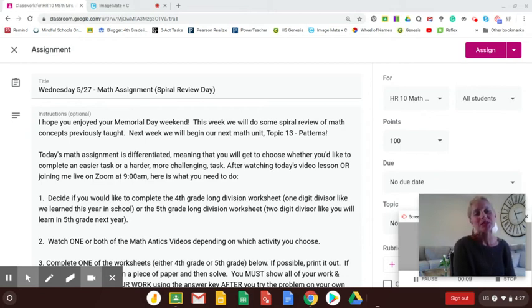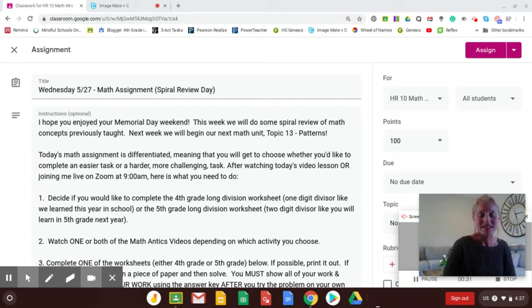This week we're going to be doing 2 days of spiral review, going over some division and math concepts that were previously taught. And then next week on Monday, we're going to start a brand new topic, topic 13, which involves patterns with numbers. And I think you're going to really enjoy that. It's a short topic, but you're going to love it.